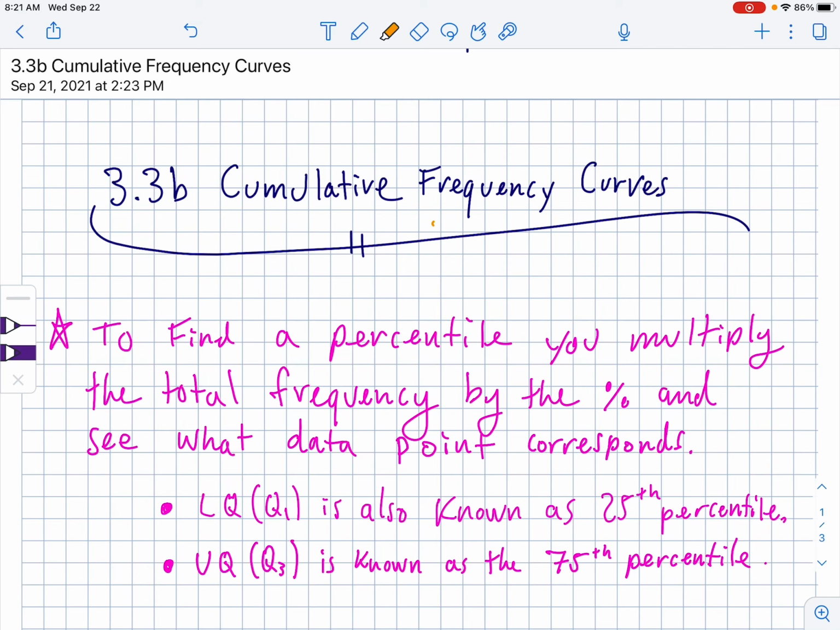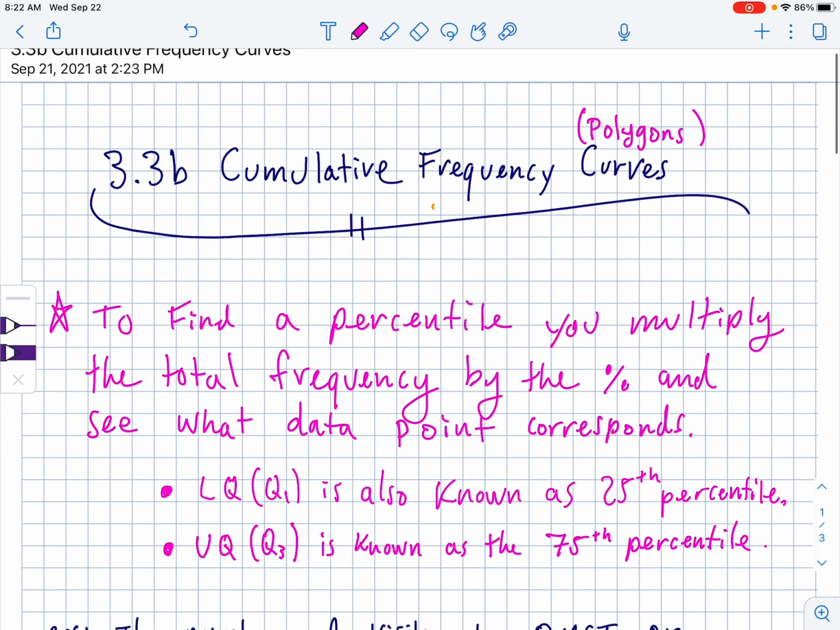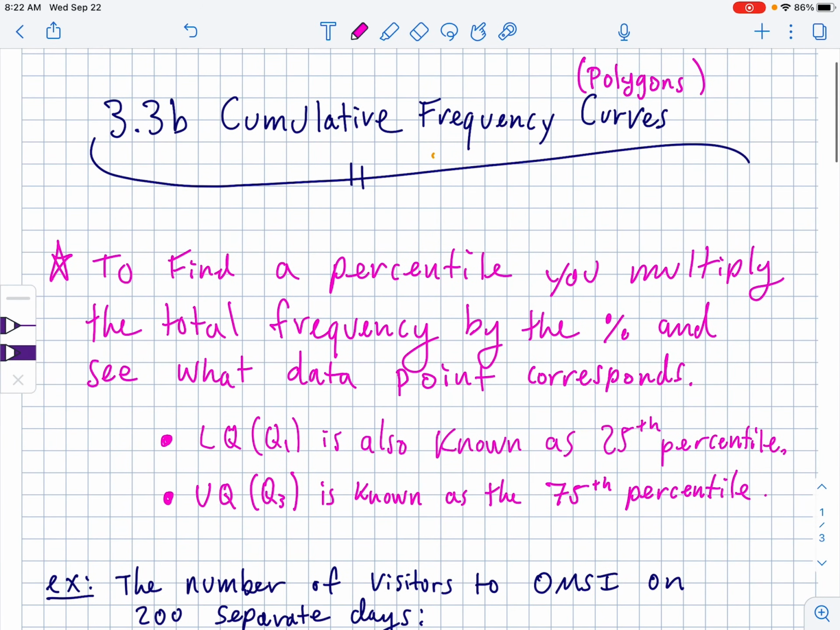IB AI SL2 kids. Today we're going to wrap up 3.3. We're talking about cumulative frequency curves. I've also heard these in other curriculums called cumulative frequency polygons. So I want you to know both words just in case on the IB exam they say polygons and not curves. First thing we're going to talk about is how to find a percentile.